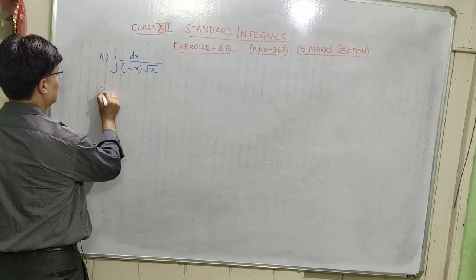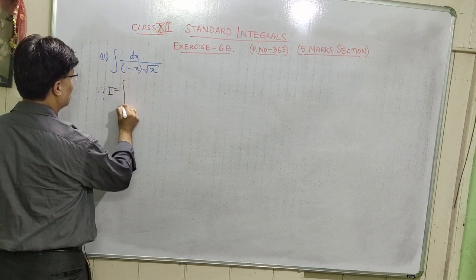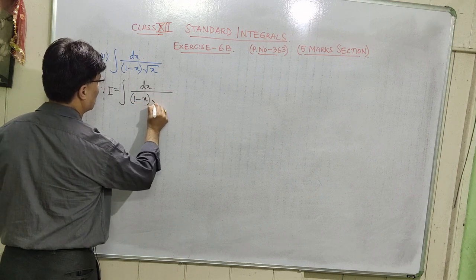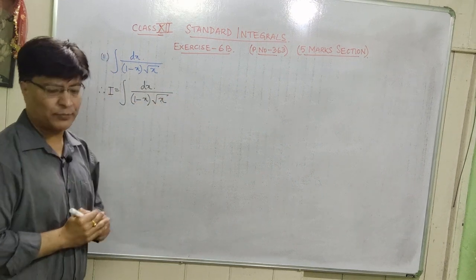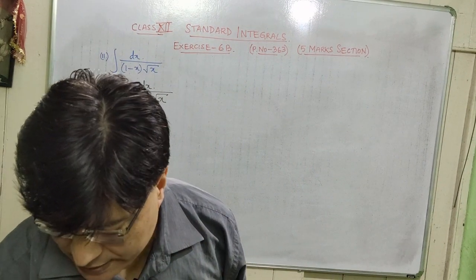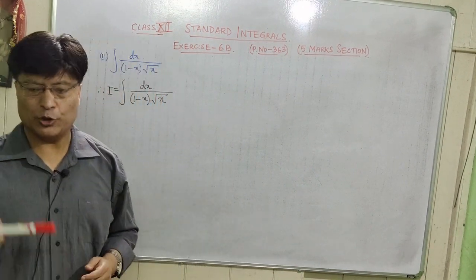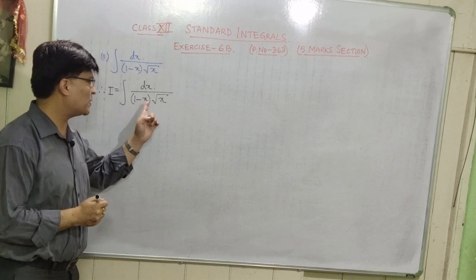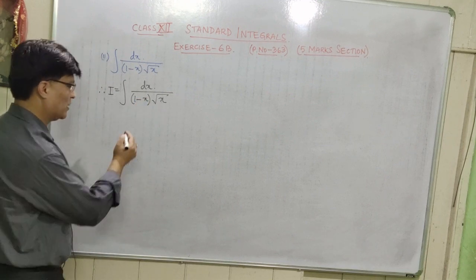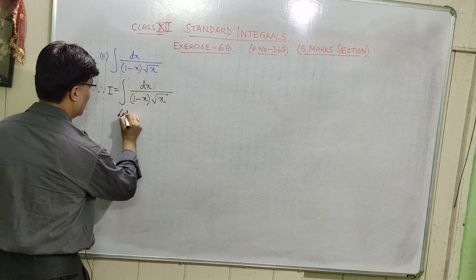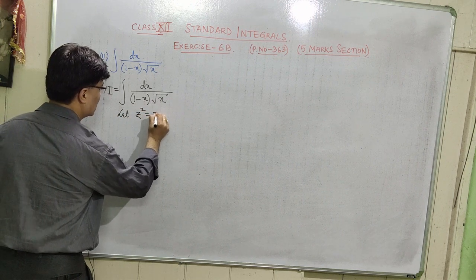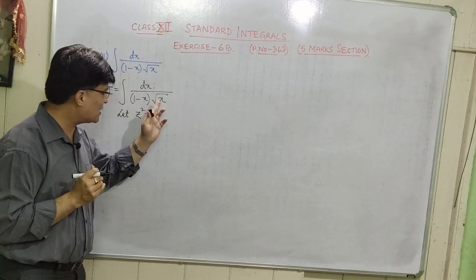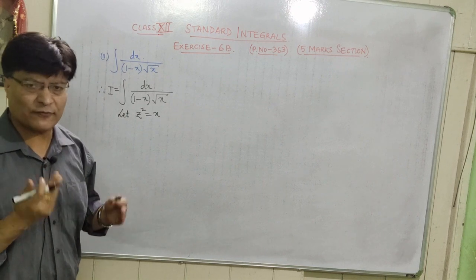So first of all, let us write here I is equal to integration of dx divided by 1 minus x, and this is root over x. Okay, so what is the method for evaluating it? So we can assume z square is equal to x, that is the expression on the square root should be assumed as z square. So let us write here, let z square is equal to x. That is the expression on the square root, that is x is assumed as z square. That is the method, that is the first method.